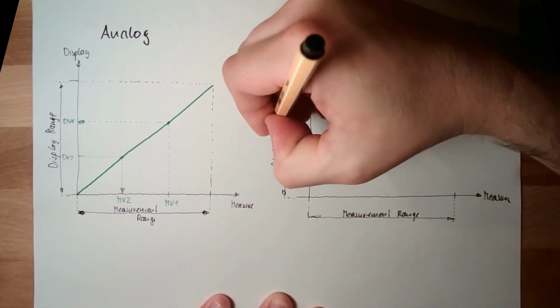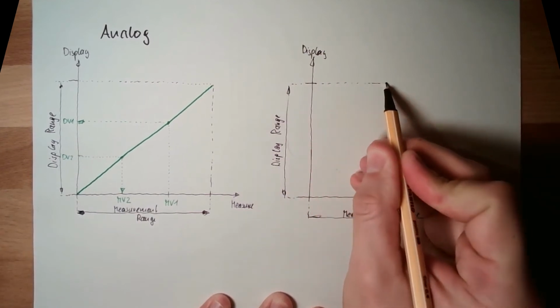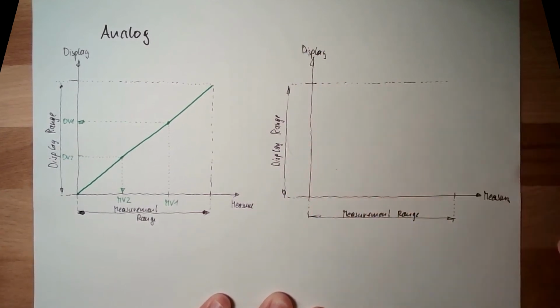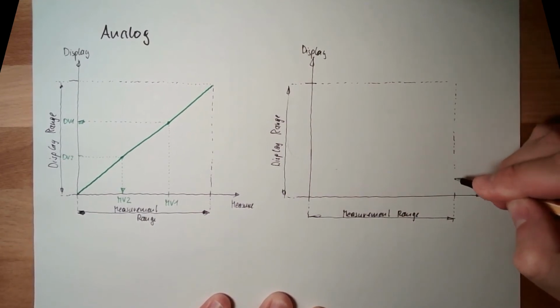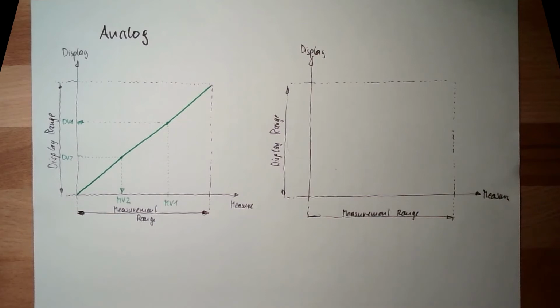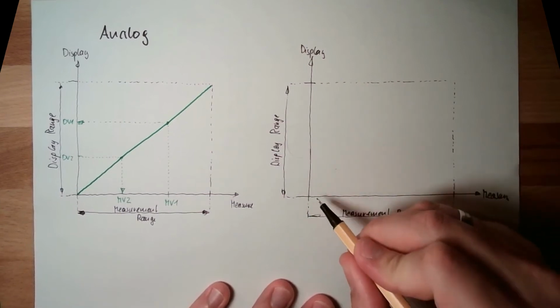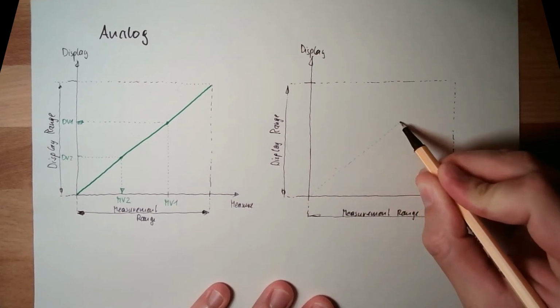Display range. And again, we can draw our lines which help us. And again, we would expect, okay, we have a relationship between our display range and our measurement range, and this is again linear. I will now draw it in dots.